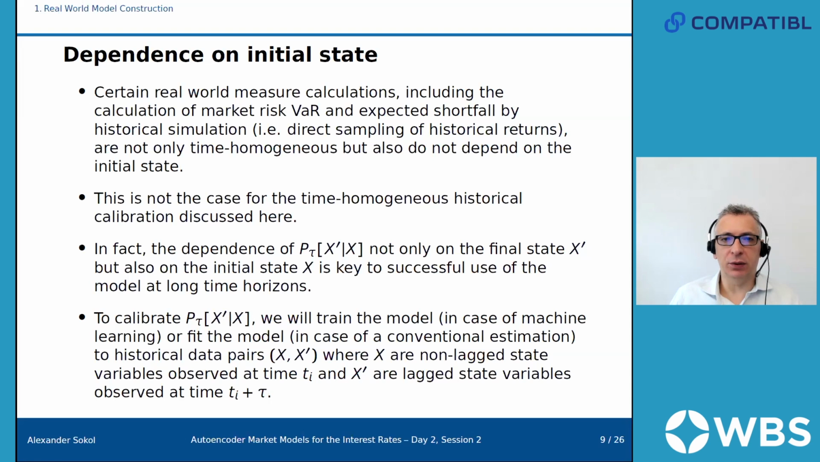So we can calibrate this conditional probability density to pairs of original and lagged state variables, right? So you have state variables today, or rather, let's say 1 year back, and state variables 1 year back less 1 month, right? So you take pairs of state variables at a point in time and the same point in time plus tau. Original variable, lagged variable. And you can calibrate the probability distribution of the model in real world measure to the historical data pairs.